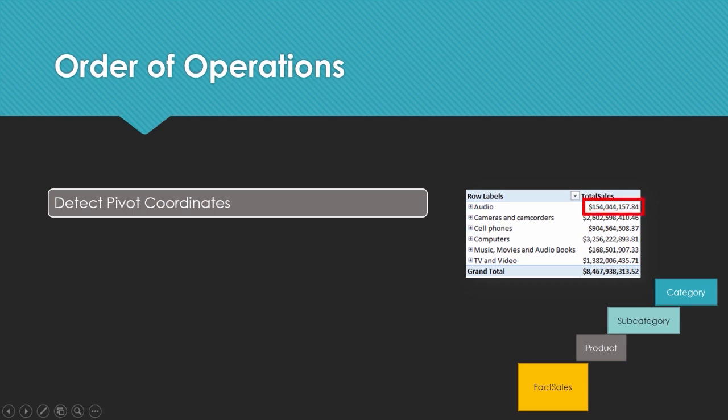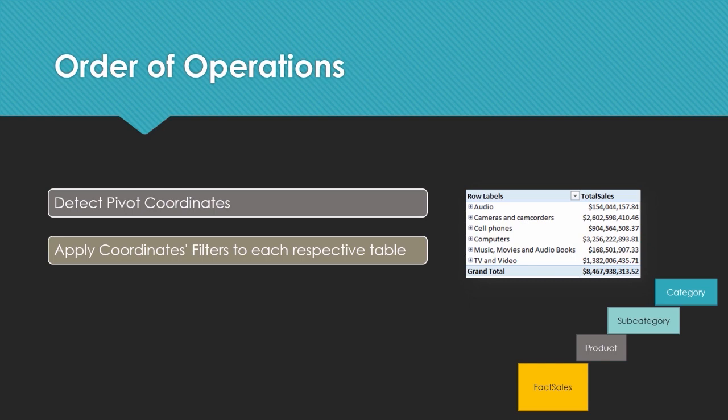If we were to just use the example of the measure that is returned for audio for total sales, then the pivot coordinates that we would be looking at here would be audio and total sales, and maybe if I've placed something in the columns, I'll take that into account as well. However, so far I only have a row label called audio, and I do have the measure that I'm using called total sales.